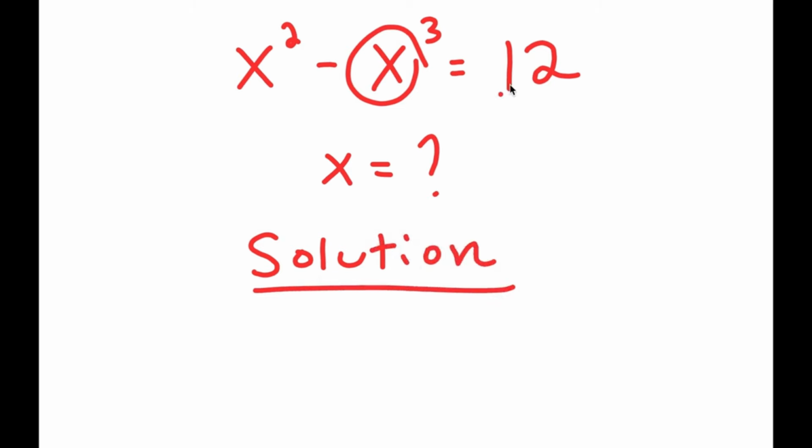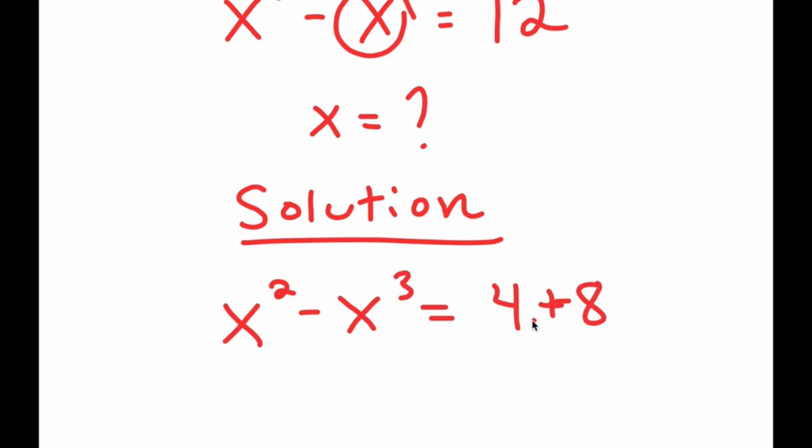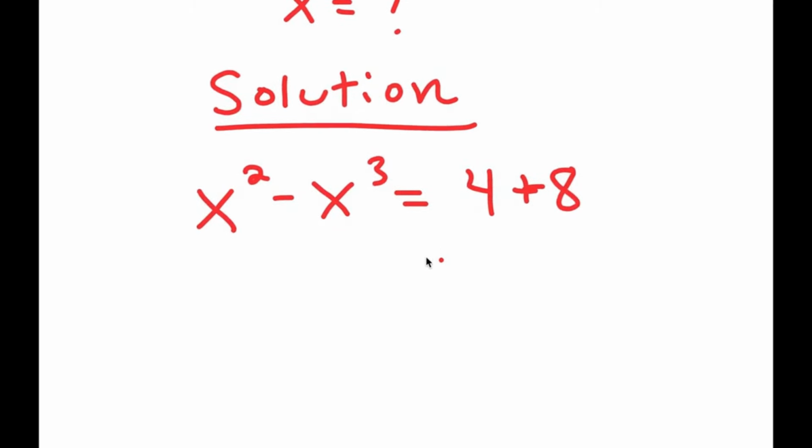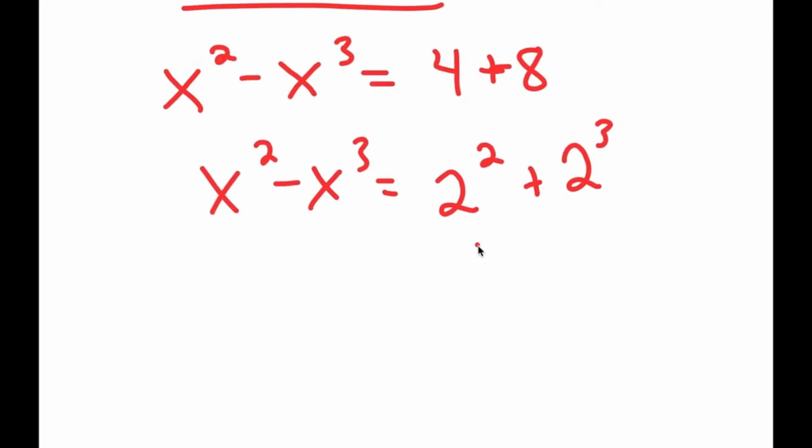And for my solution, I'm going to first start by rewriting 12 as 4 plus 8. So I get x squared minus x to the power of 3 is equal to 4 plus 8. And the reason I did that was because 4 is the same thing as 2 squared, and 8 is the same thing as 2 to the power of 3. So notice I have a number squared minus a number to the power of 3, and then I have a number squared plus that same number to the power of 3. Now I'm going to subtract 2 squared on both sides and 2 to the power of 3 on both sides.